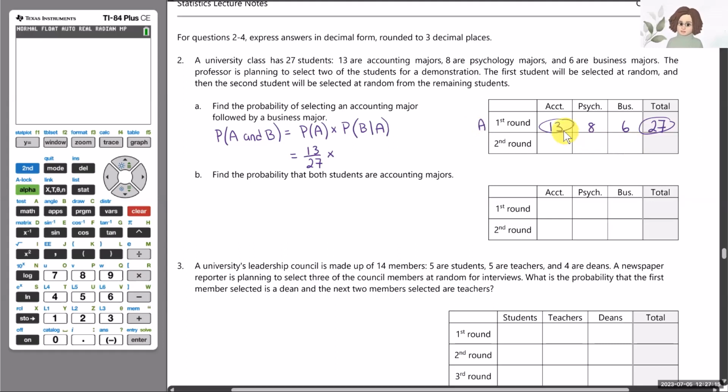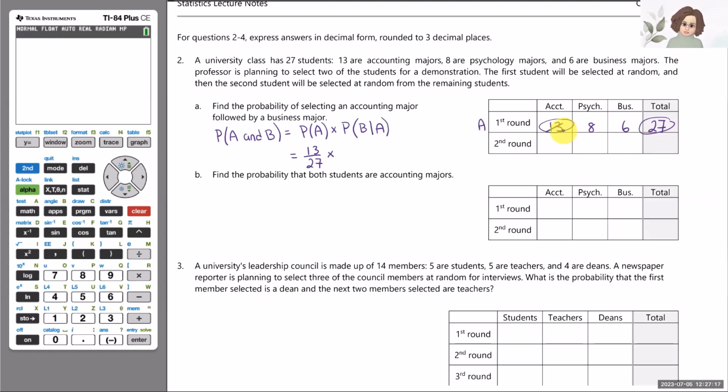So we would no longer have 13 accounting majors. There would only be 12 left. We'd still have 8 psychology, 6 business. We wouldn't have 27 students remaining. We just have 26. So now I'd like to find the probability of getting a business student. So we would have 6 out of those 26. So you can use a table or not to help you be organized there.